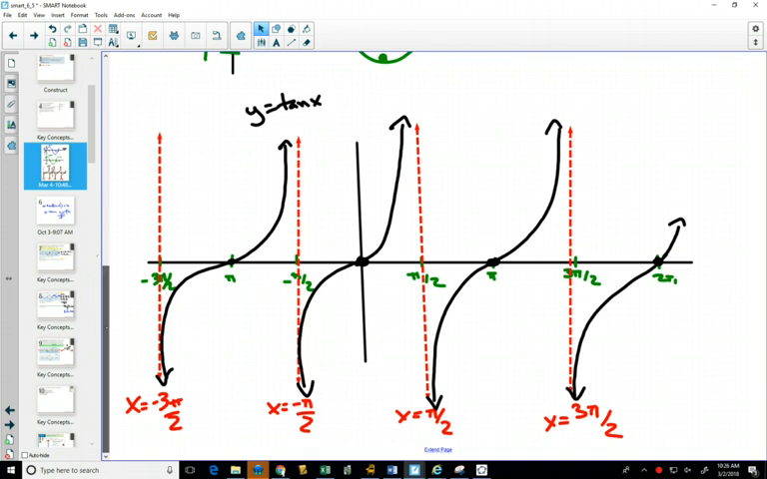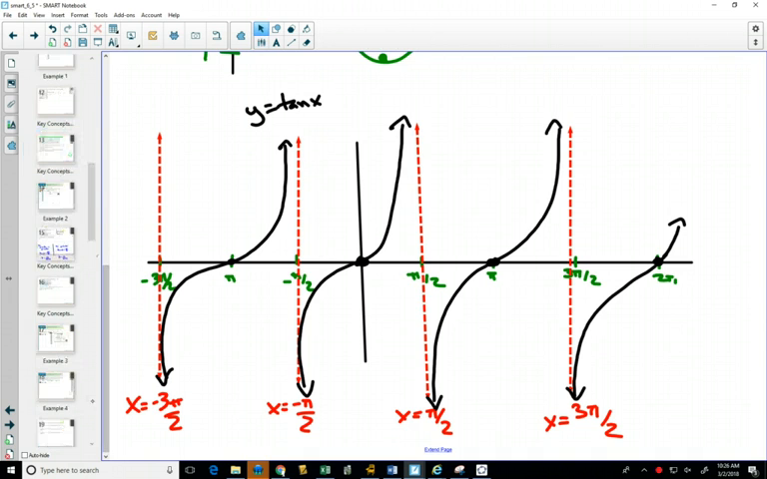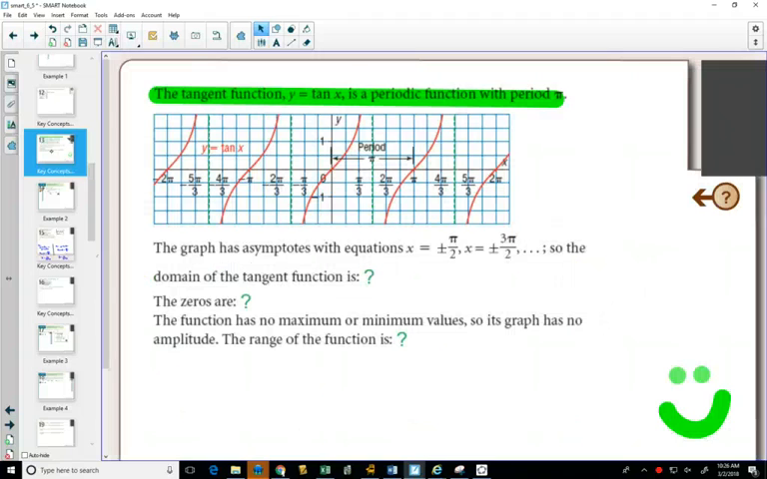Now if we go to your textbook for some highlighting stuff, the graph of tan has a period of pi. So that's one difference between the graphs of sine and cosine and the graphs of tan. It repeats itself from one asymptote to another asymptote. So from pi over 2 to 3 pi over 2, this distance here is pi, and that's its period.